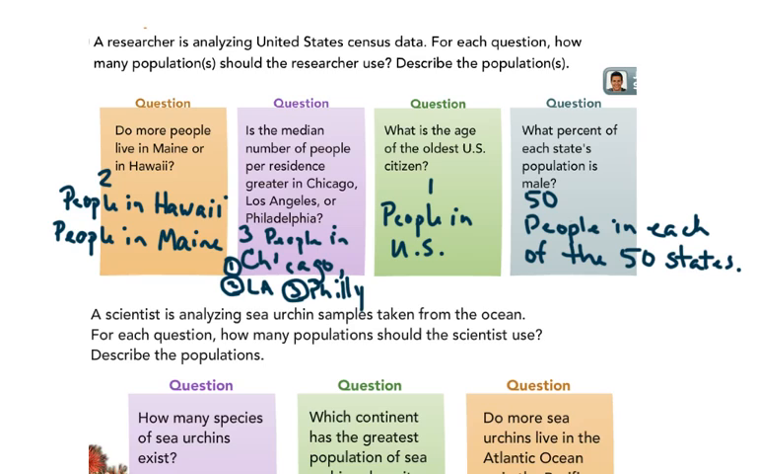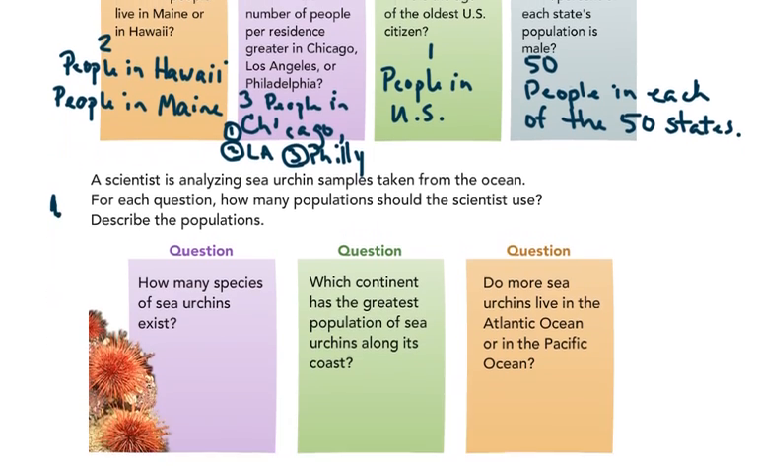Okay, so to check your answers, you should have gotten 2, the people in Hawaii and the people in Maine; 3, people in Chicago, LA, and Philly; 1, people in the United States; and 50, people in each of the 50 states.